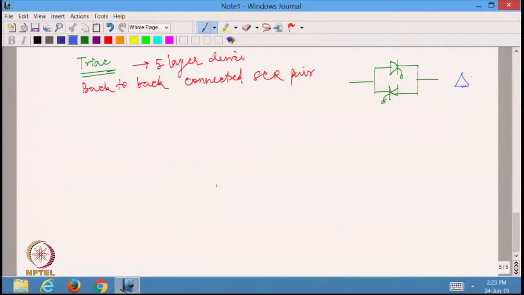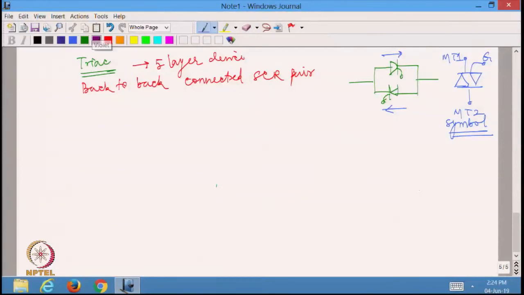I am going to have one triangle like this, one more triangle like this, and I am going to have a gate terminal. So, one of them is specified as MT1, the other one is specified as MT2. There is no point in telling this as anode and cathode because the current can either flow this way or flow this way. So, this is the symbol of TRIAC.